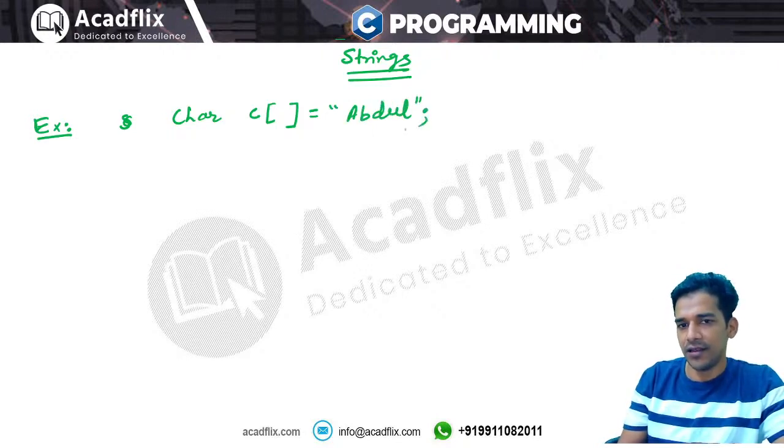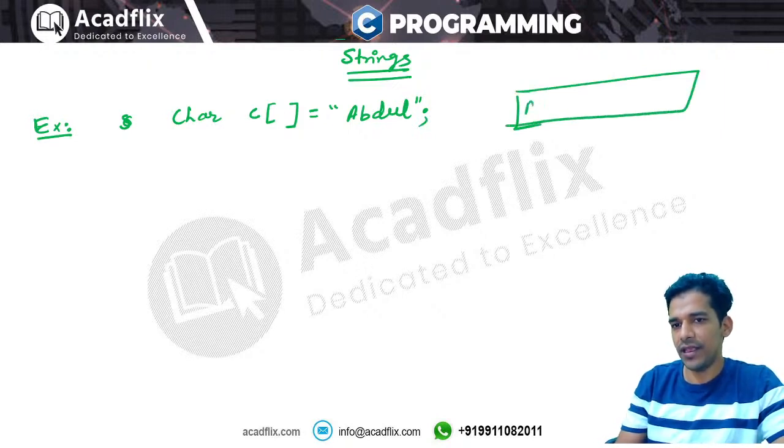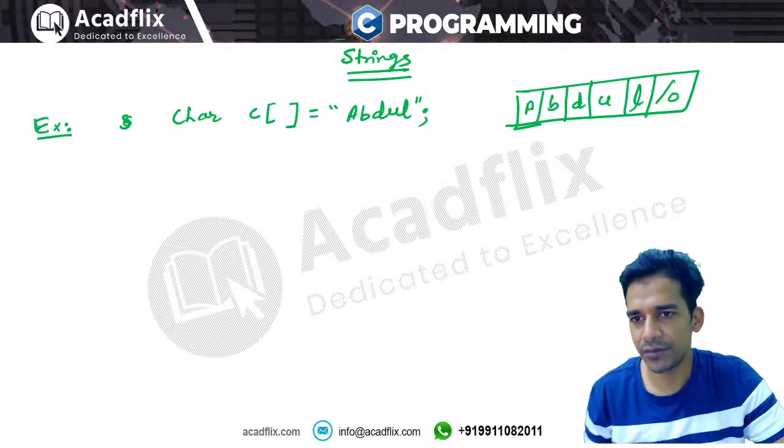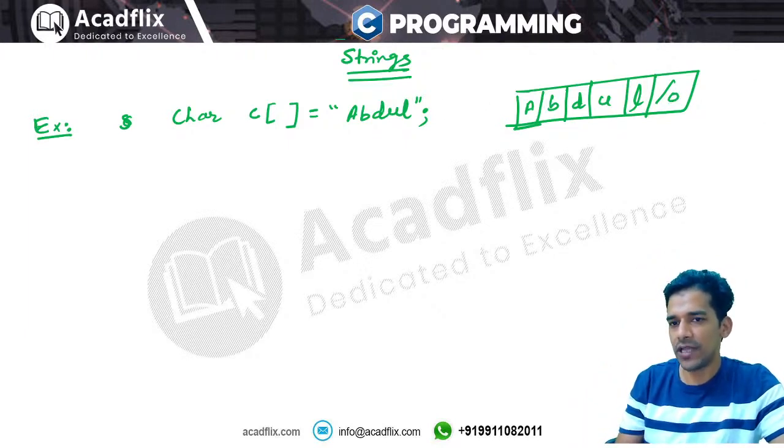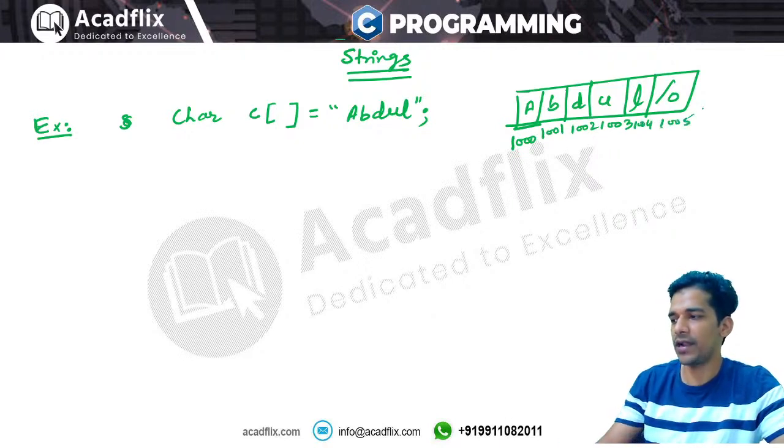This means it will be stored in the memory like this: A, B, D, U, L, and at the end you will have a null character. This null character tells the printf statement that the string has ended. Okay, this is the end of the string, because we know that every character takes only one byte. So the addresses will be like this: 1000, 1001, 1002, 1003, 1004, and 1005, right, like this.